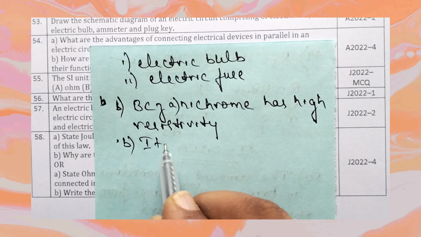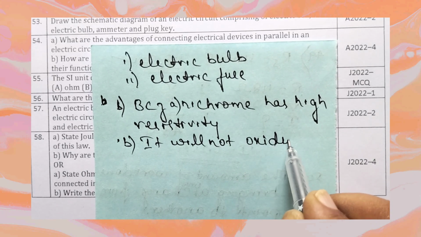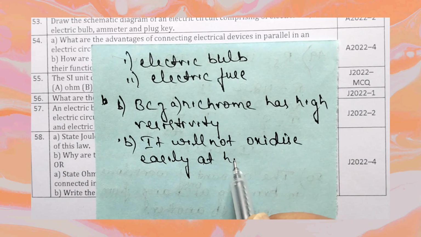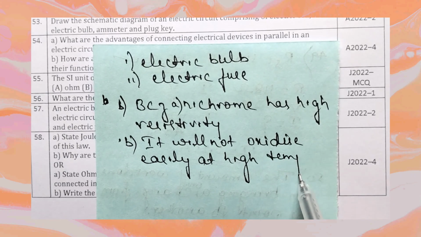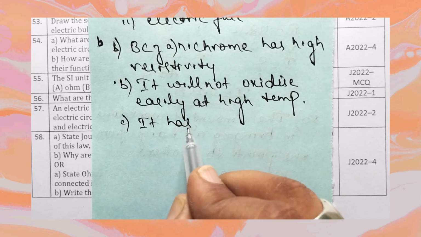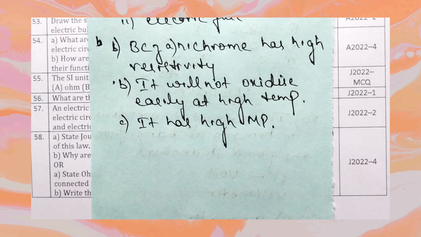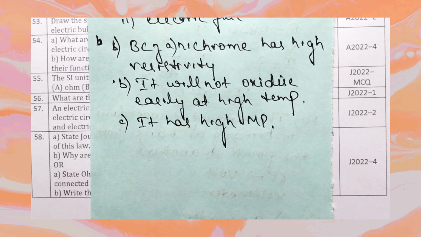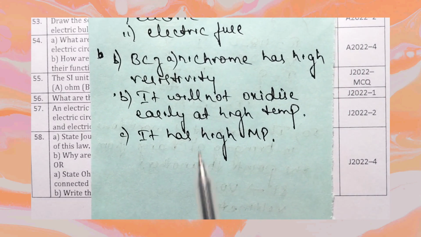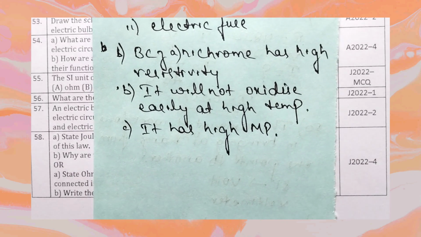it will not oxidize easily at high temperature. Then it has high melting point. So these are the three reasons you can write for why nichrome is used in electrical heating devices. Nichrome has a high resistivity, it will not oxidize easily at high temperature, and it has a high melting point.